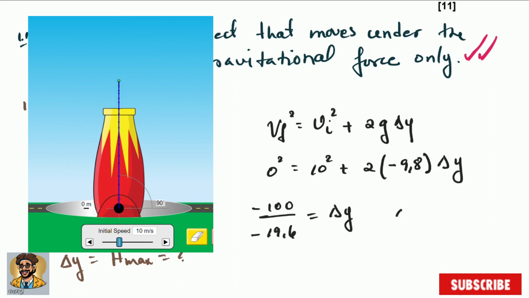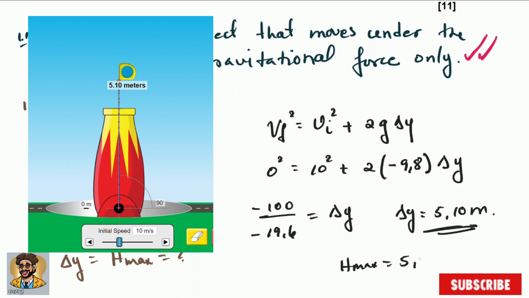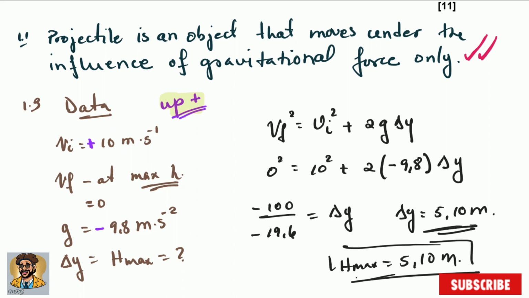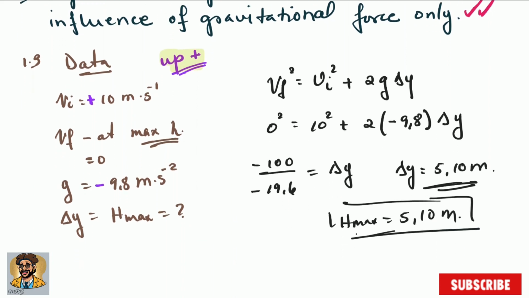So the final answer here is equal to 5.10 meters. That is the maximum height. If you want, you can leave it there. You can write h maximum is equal to 5.10 meters. Guys, maximum height does not have a direction, it is a scalar quantity. That is the end of this question.